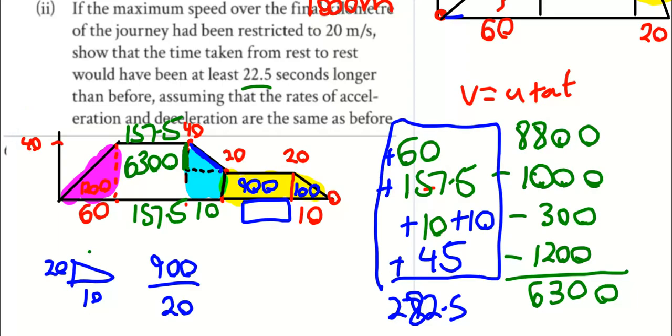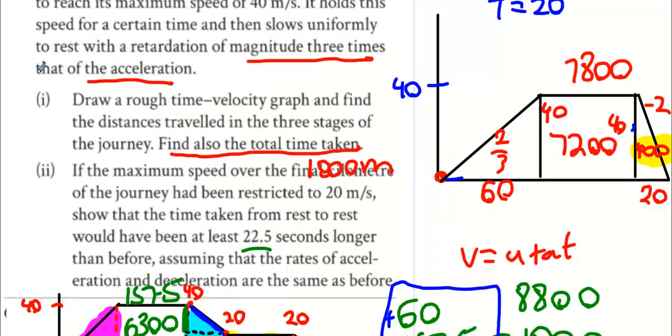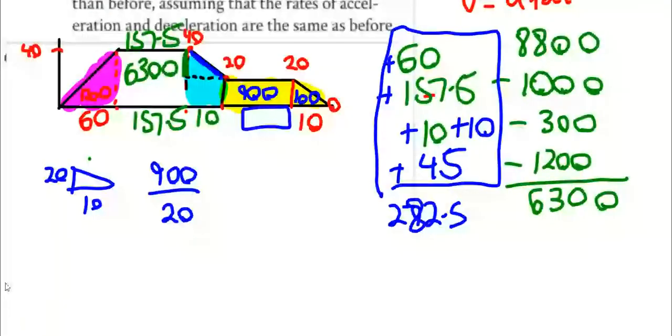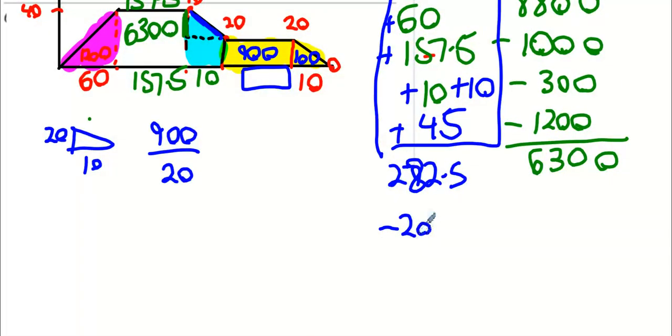Now, what was the old time? Back when we were here a minute ago. What did we say that middle section was again? Yeah, 180. So it was 260 was the old time, and 282.5 is the new time, and that gives us a 22.5. And that's what we're asked to prove, wasn't it?